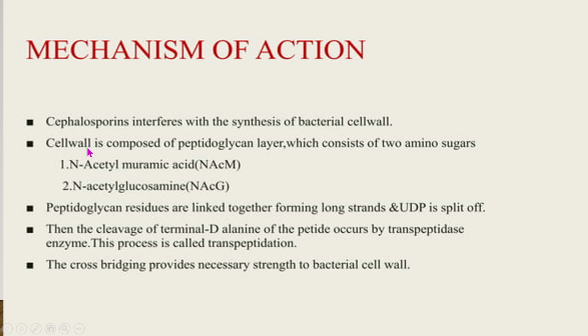Now we all know the cell wall contains amino sugars, that is N-acetyl muramic acid and N-acetyl glucosamine. So there is presence of these amino sugars in the structure of the cell wall of the bacterial cell, and peptidoglycan residues are linked together to form the strands, and UDP, that is uridine diphosphate, is split off.